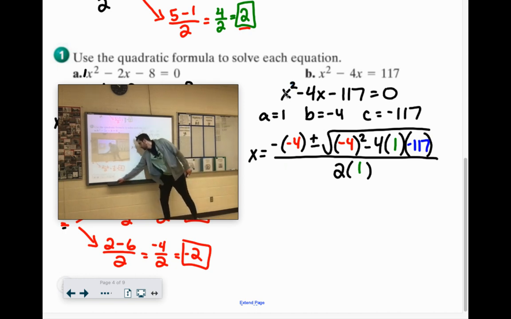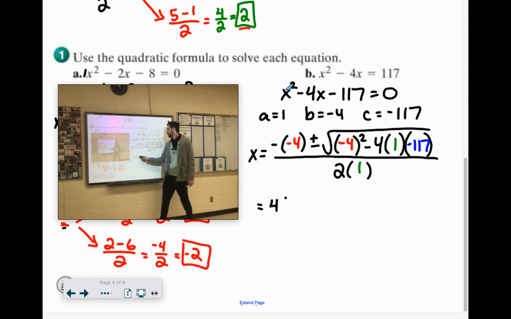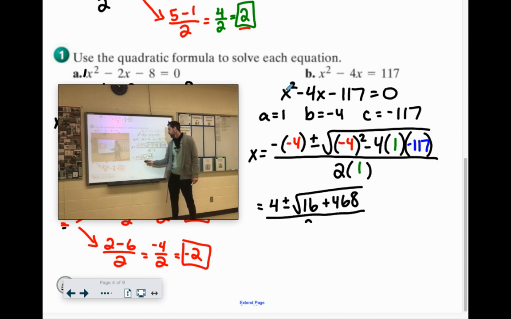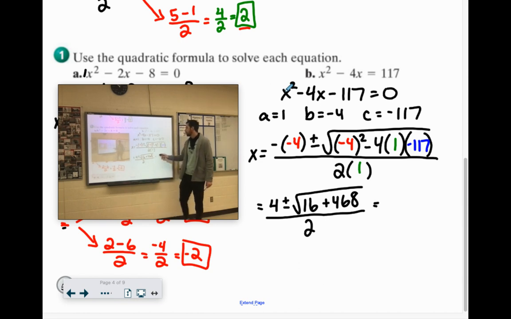So if we were to simplify, we have the opposite of -4, that's +4. Plus or minus the square root of -4 squared, which would be 16. Now look, we're going to have a negative times a negative. The -4 times -117 will come out to positive 468. 2 times 1 is 2. In the square root, we'll just add our 16 plus 468.